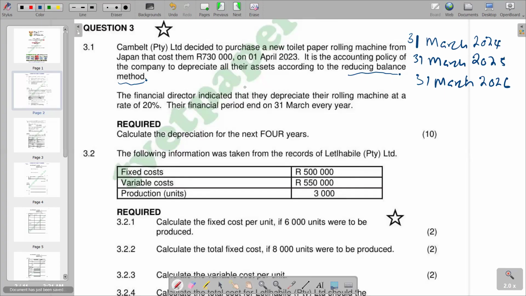Remember, they need it for the next 4 years. So these are 3 years. For the fourth year, we are saying 31 March 2027. So basically, that's how we are going to calculate depreciation.